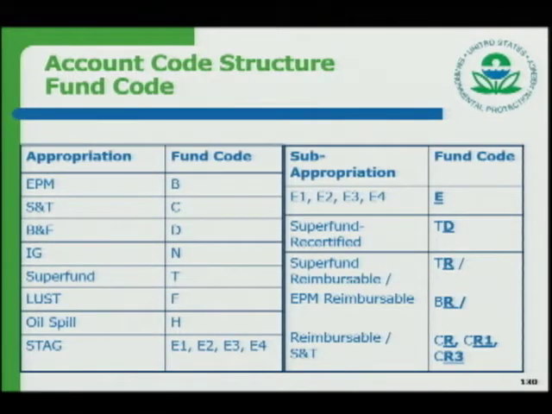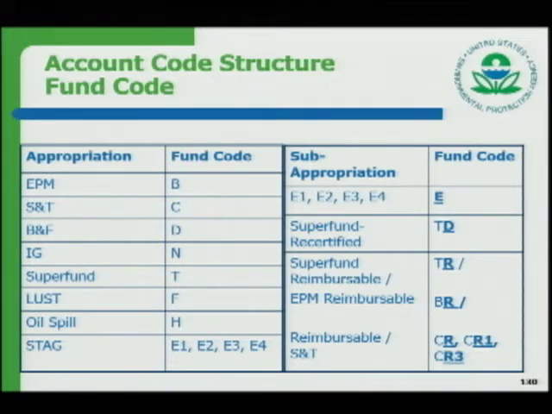Okay, so then we have all these different codes in there. And we've talked about S&T, Superfund, and that's the name base, but we're trying to keep track of all of these in the system, and we give them all different codes. So on this slide right here, you can see the different types of fund codes that are assigned. It's completely random, so there's no reason really why EPM got B, but these are the codes that are assigned to each appropriation.